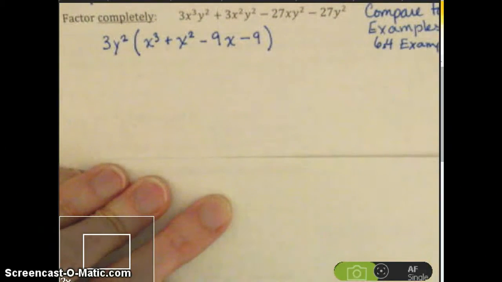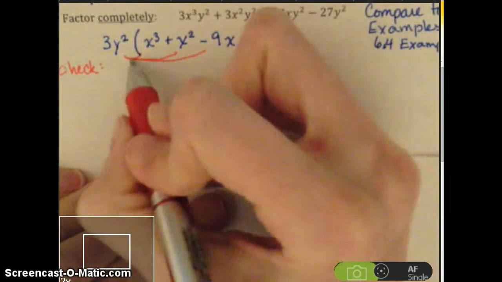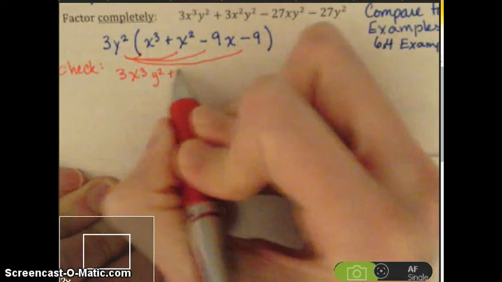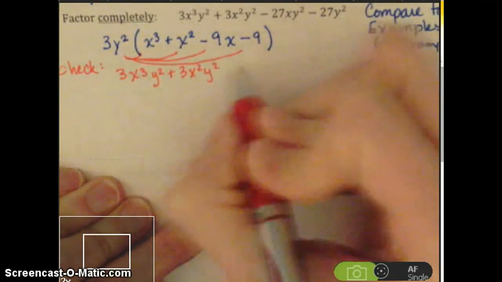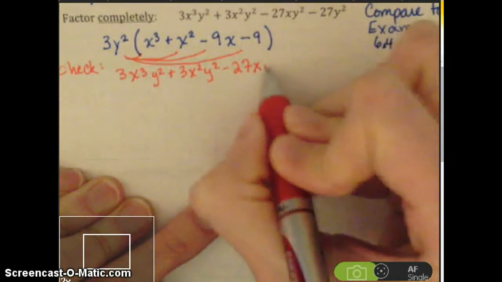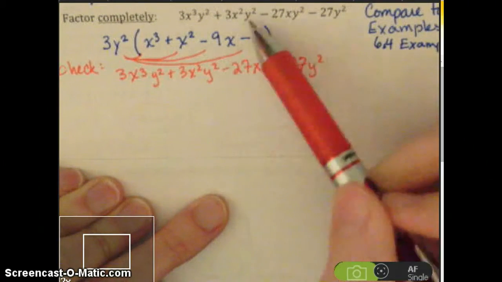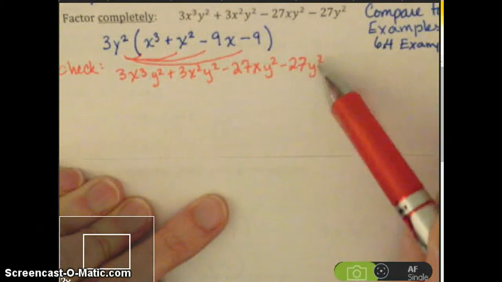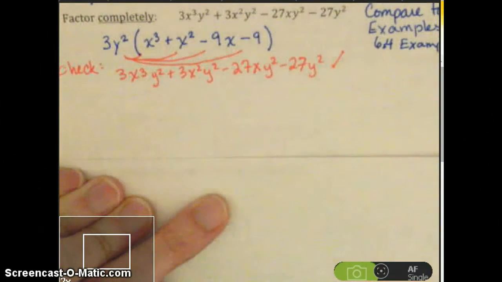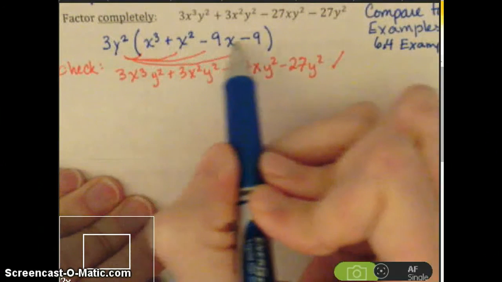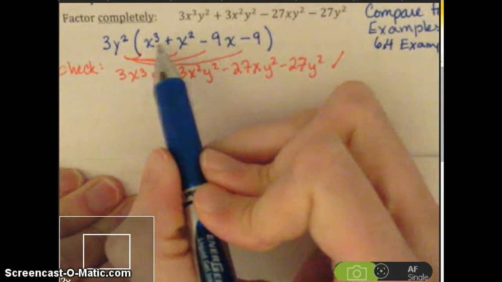I'm going to go ahead and check by distributing, make sure I got that right before I move on. Okay, looks good. So now this is easier to deal with. The numbers are smaller anyway, and I only have 1 variable.